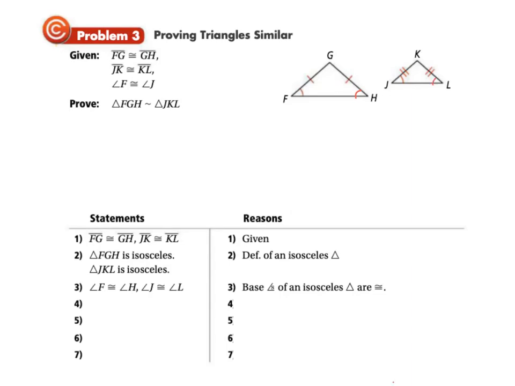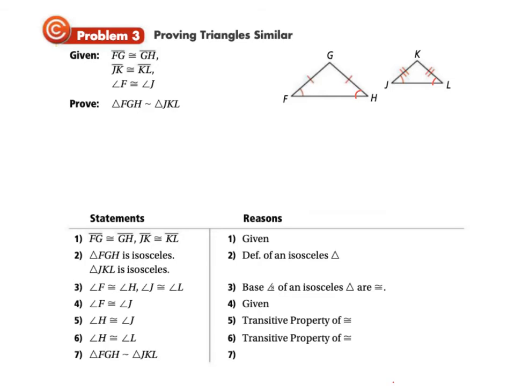Okay, what do we got now? We got angle F is congruent to angle J. That was given information. And we've also then got that angle H is congruent to angle J because of the transitive property of congruence. We also know that angle H is congruent to angle L, also by the transitive property, meaning all of those base angles are congruent, right? So then we have that triangle FGH is similar to triangle JKL by the angle postulate. Yep.